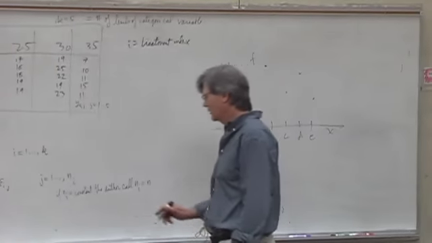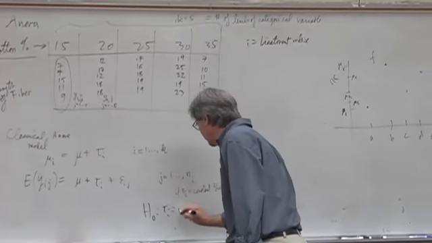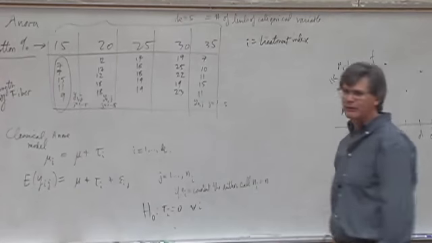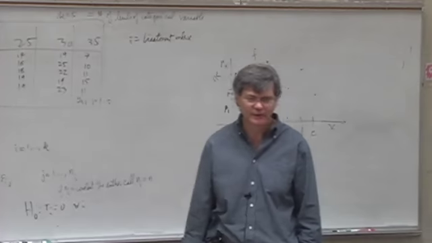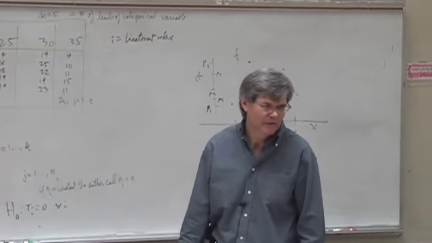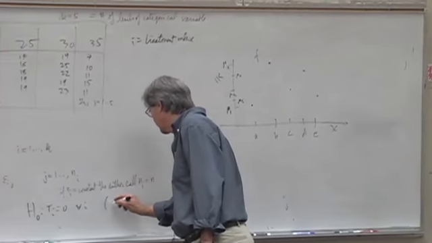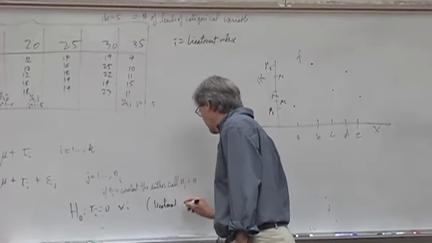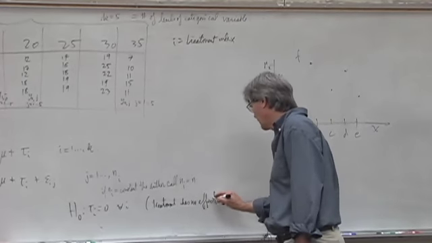So then the basic hypothesis is that tau i equal to 0 for all i, which means that all treatment levels are the same. I mean, the treatment level has no effect on the mean. Treatment has no effect.